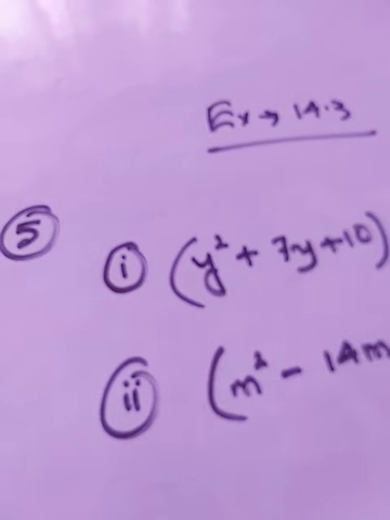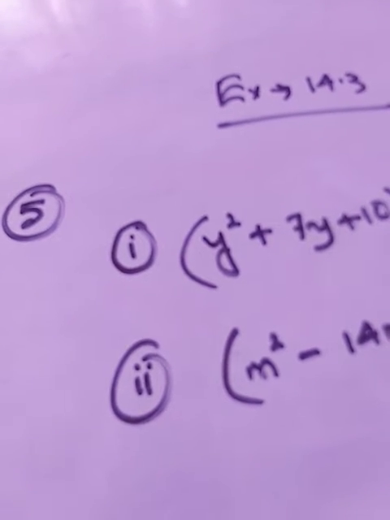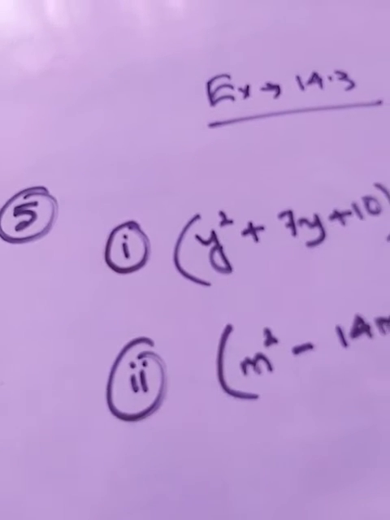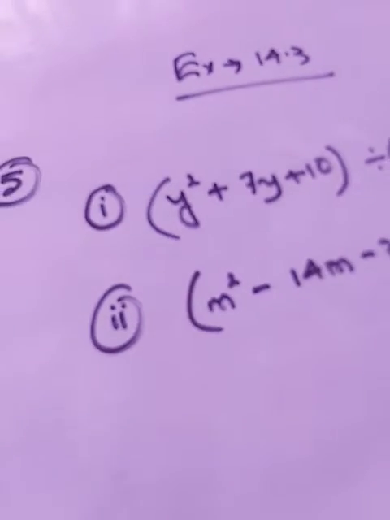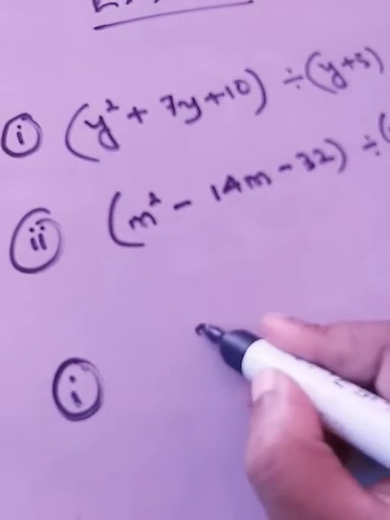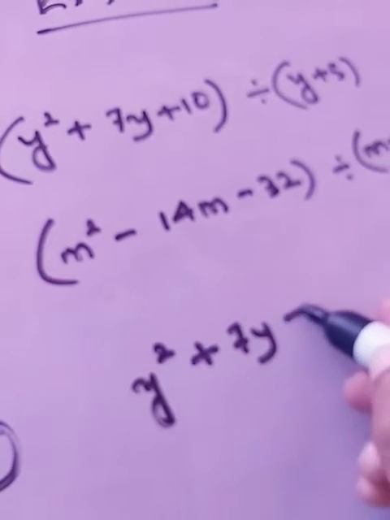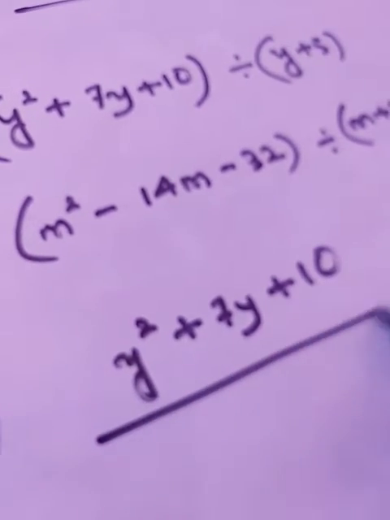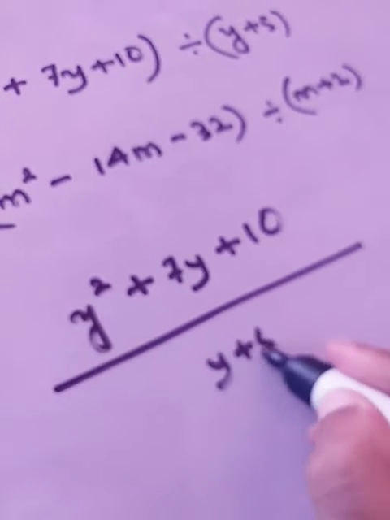Hello students, in this session I will explain sum number 1 and sum number 2 of question number 5 of exercise 14.3. So let's begin with question number 1. Question number 1 can be written as y square plus 7y plus 10 divided by y plus 5.